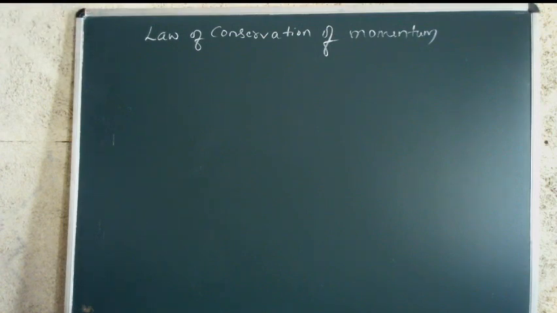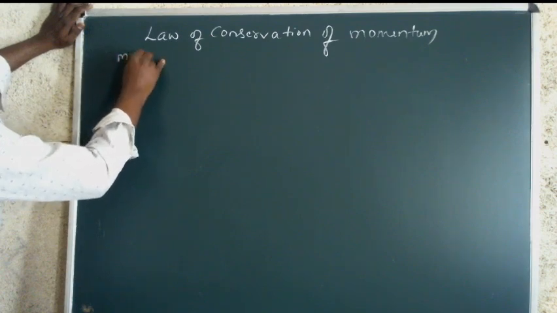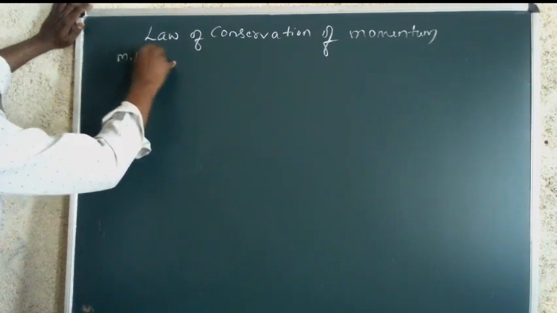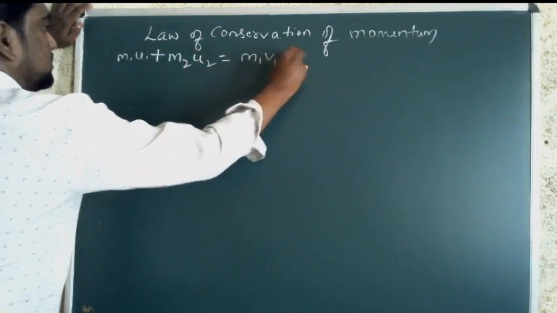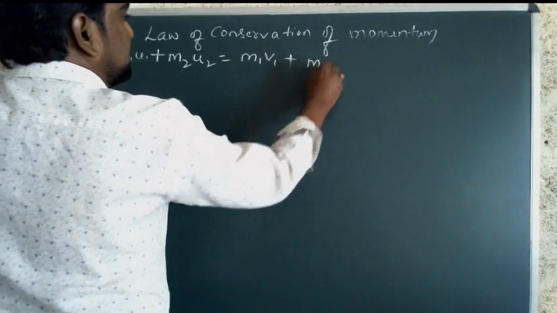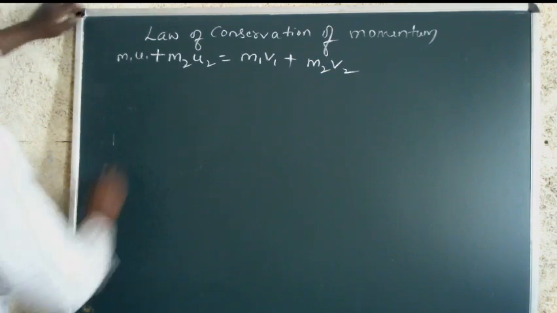What does this law of conservation of momentum state, children? It states that if the net external force acting on the system is 0, then the total momentum of the system remains conserved, which implies m1 u1 plus m2 u2 is equal to m1 v1 plus m2 v2. So this one we have to derive. We'll see how to derive the expression for this.